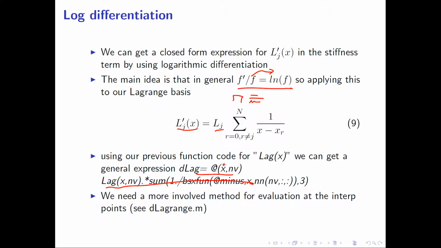And this is again vectorized, so we can submit a vector of points that we'd like to calculate our derivative at, as well as we can submit a vector of any and all bases in that Lagrange space that we'd like to evaluate for. If we want to specifically evaluate at the interpolation points, we need to do a little bit more of an involved method to avoid singularities and things of that nature.